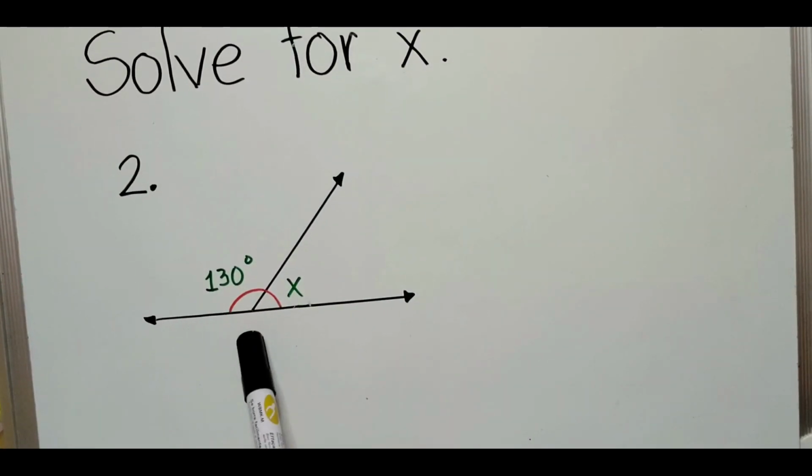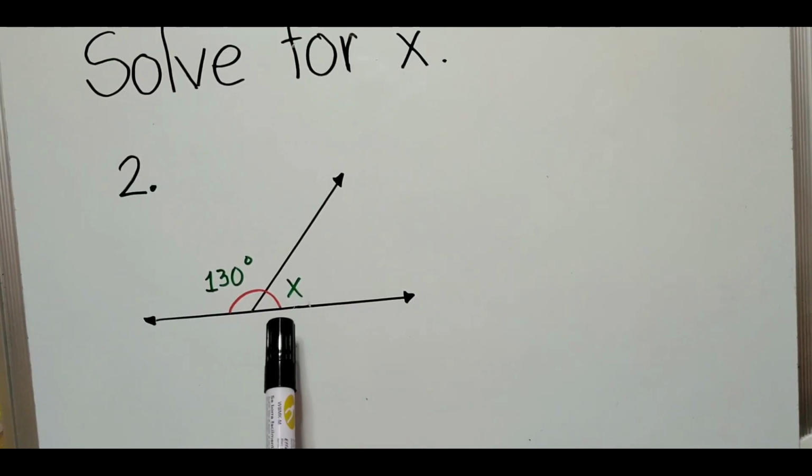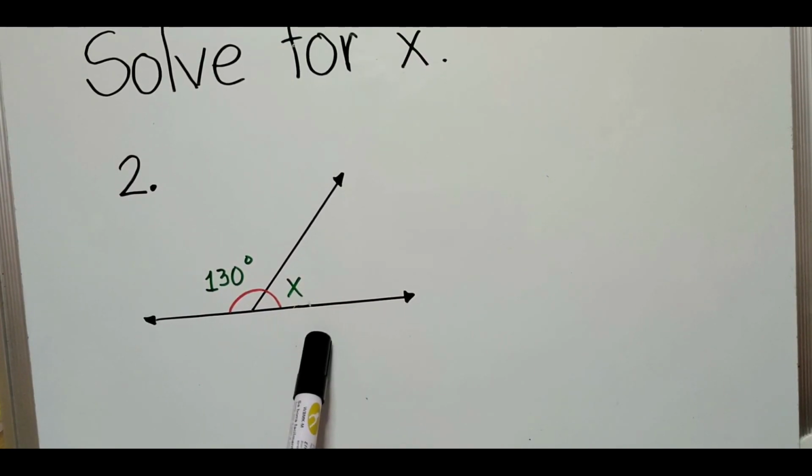Number 2. What type of angle pairs is shown in the figure? Yes, you're right. They are a linear pair. And what are linear pairs? Two angles that are always adjacent and supplementary. And what are supplementary? Two angles whose sum is 180 degrees.